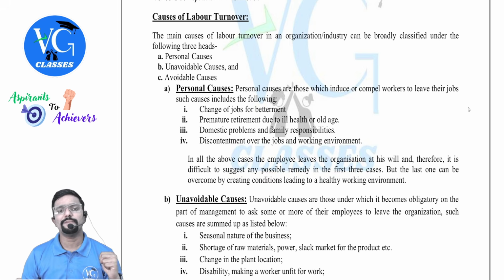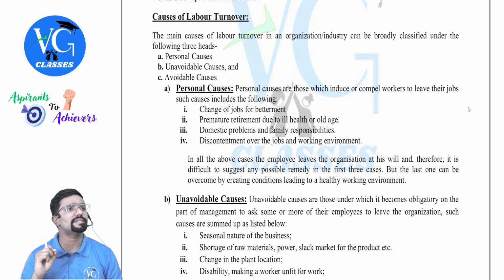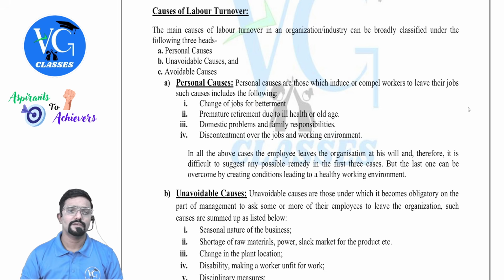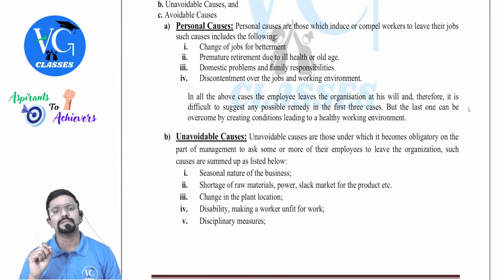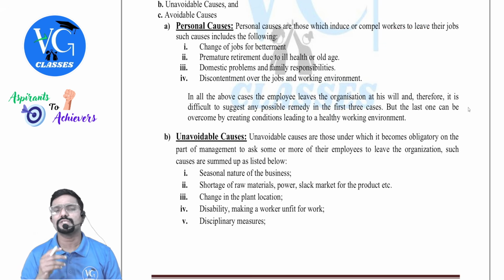The main causes of labor turnover in an organization or industry can be broadly classified under the following three heads. First one, personal causes. Next, unavoidable causes. And the last one is avoidable causes. First one, personal causes. Personal causes are those which induce or compel the workers to leave their job. Such causes include the following.